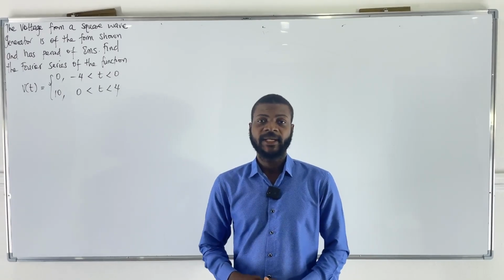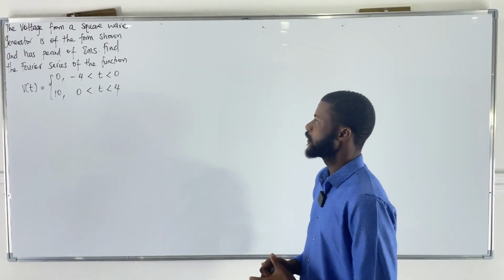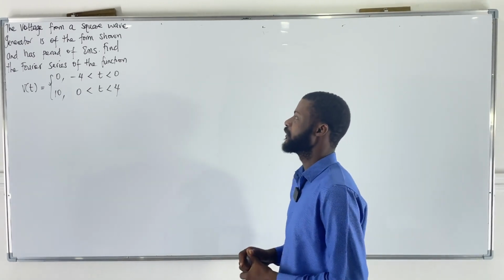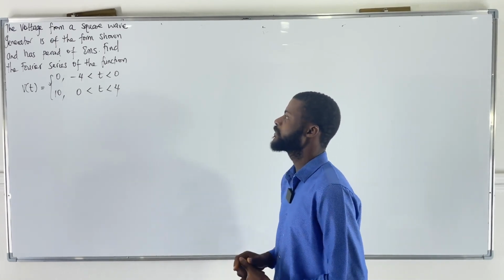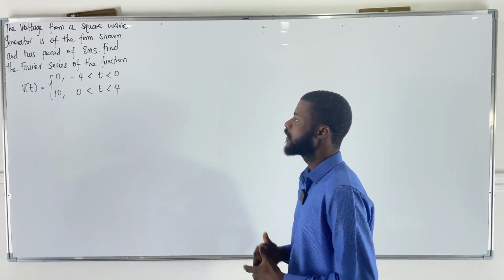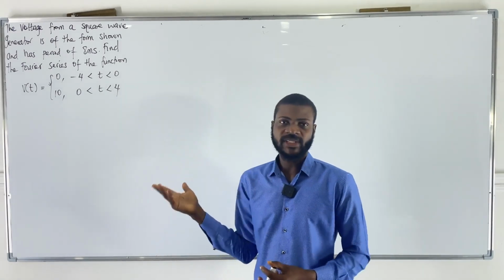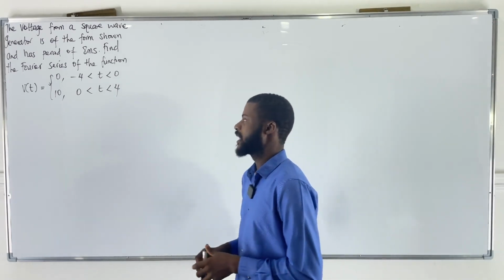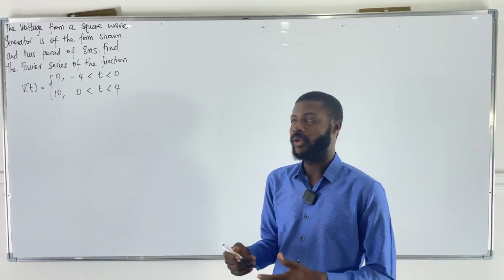Welcome, ladies and gentlemen. I'm DrAvitech, and we're going to be solving this very problem. So we're asked to, let me read the question first. The voltage from a square wave generator is of the form shown below, and has a period of 8 milliseconds. Find the Fourier series of the function. Now, there's really no need for you to sketch that function, so let's not waste our time doing so. Let us start by finding the first coefficient, which is A0.